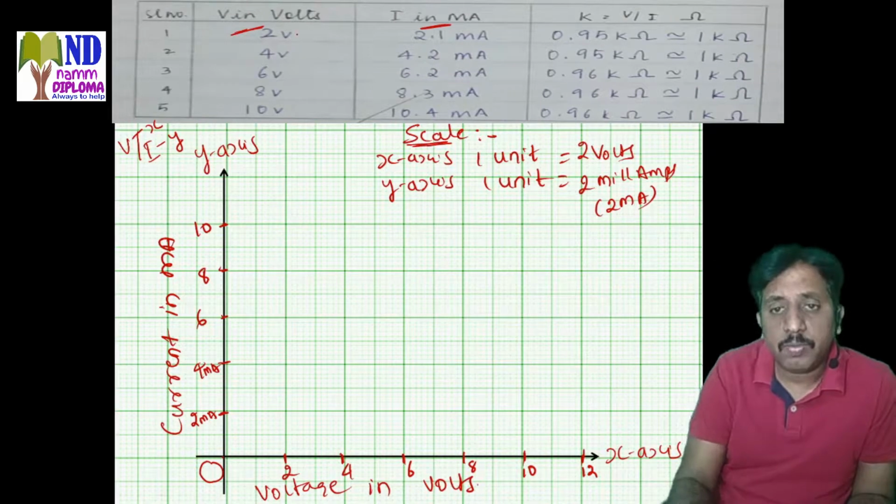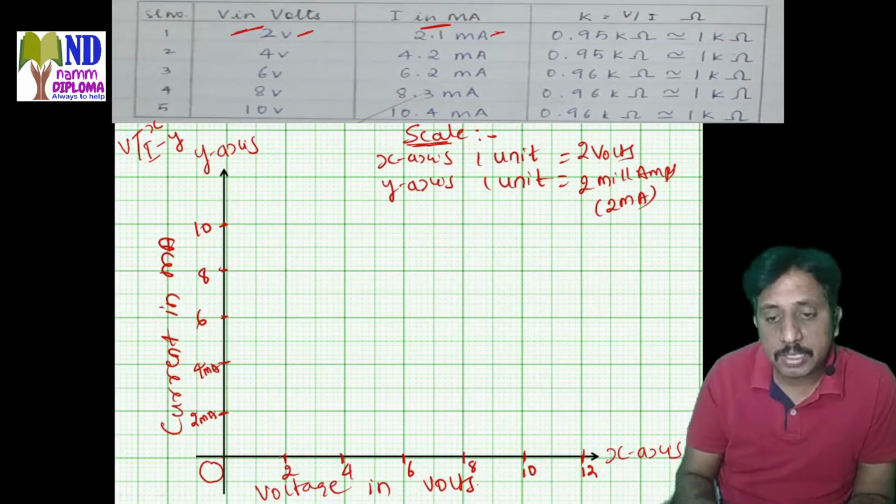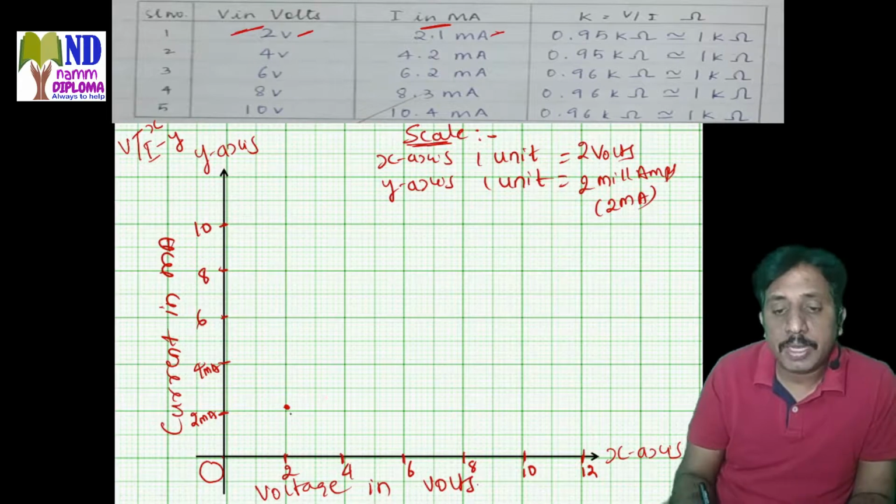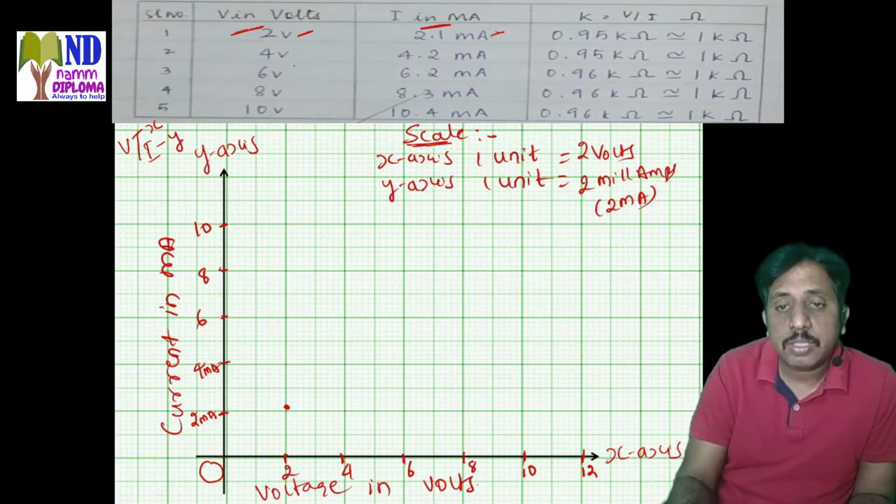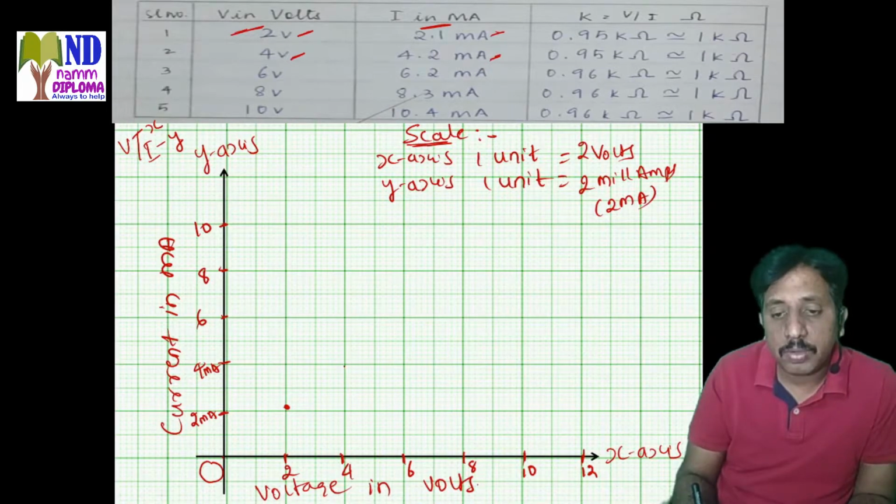For the first 2 volts, 2.1 milliamps. So this is the voltage axis. 2 volts, 2 milliamps, so this is 2 and this is 2.2. You can write all approximately here. This is the first point, so you should highlight it with a dot or a node here. Similarly, the second is 4 volts and 4.2 milliamps, so this is 4.2 approximately. Similarly, for 6 it is 6.2.